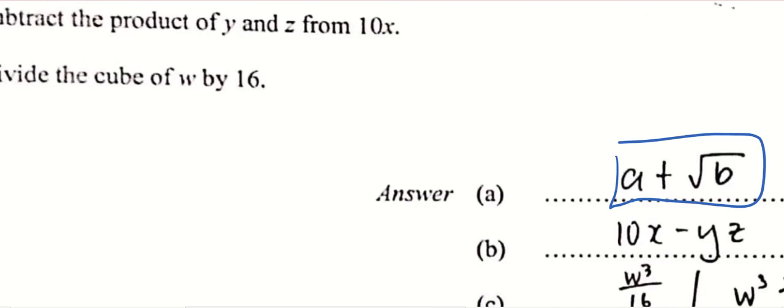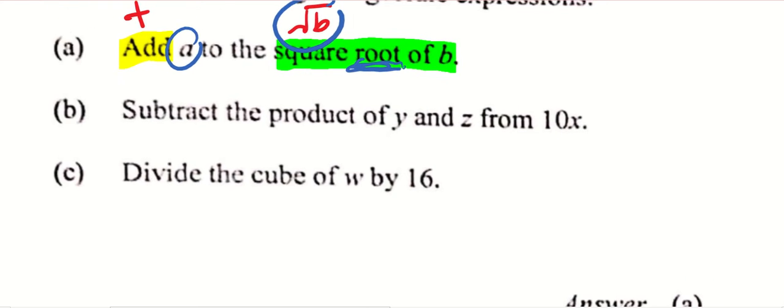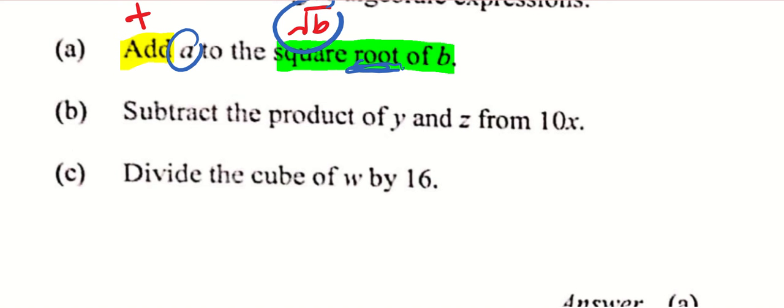All right, next, subtract. I'm going to do the same procedure, so please follow suit and do as I do. Subtract the product. Now product is times, so it's a times or multiply. Subtract the product of what? Between y and z. So I'm interested in the product of y and z.